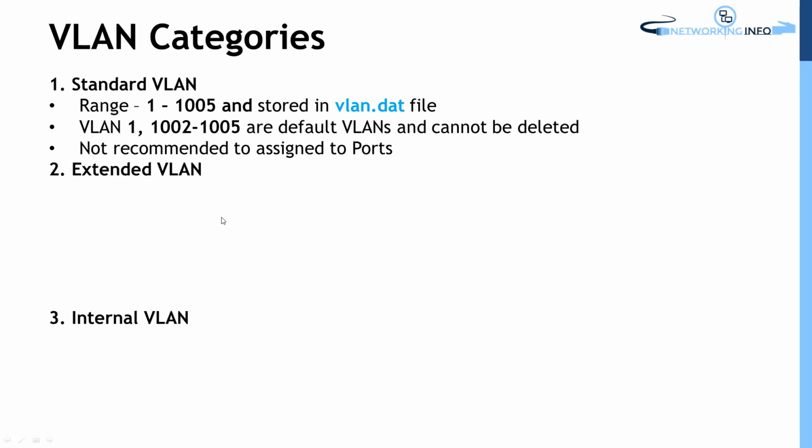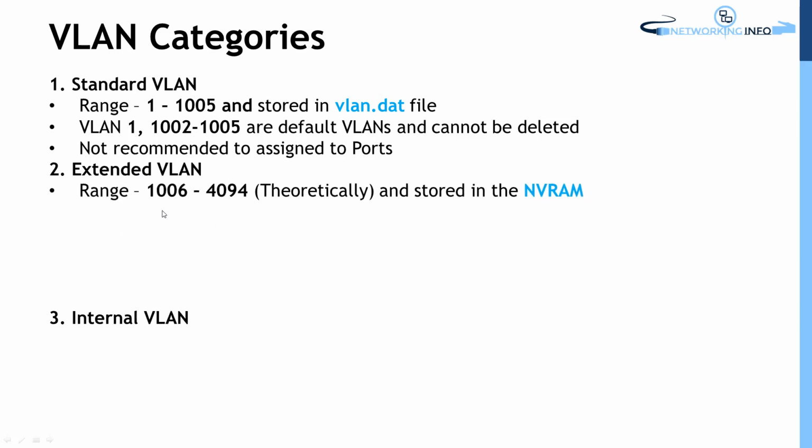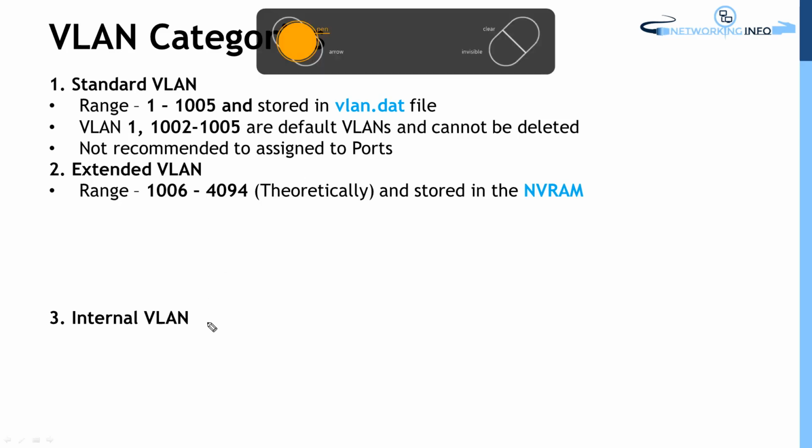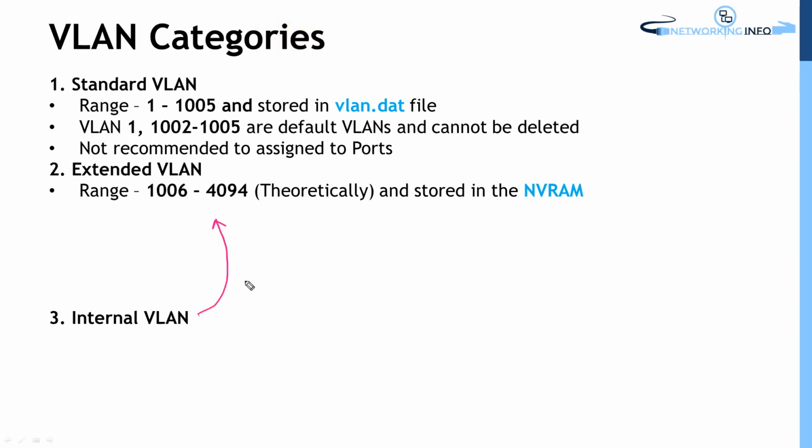The next category is extended VLAN. The extended VLAN range is from 1006 to 4094, and I have written here theoretically. It means the range is not totally specified for this extended VLAN, because the internal VLAN also uses some numbers from this range. So there is no specific range for extended range, but it uses the range from 1006 to 4094. That's why I wrote here theoretically.